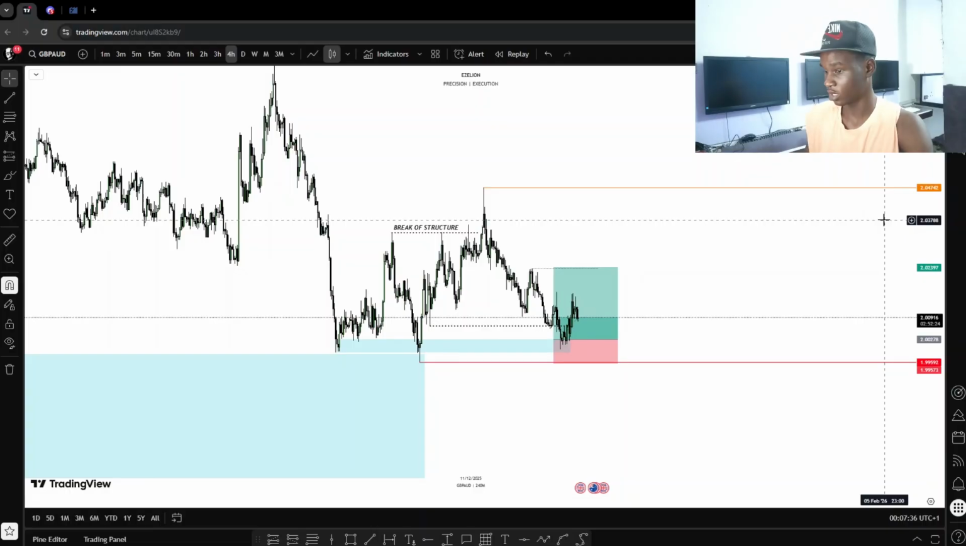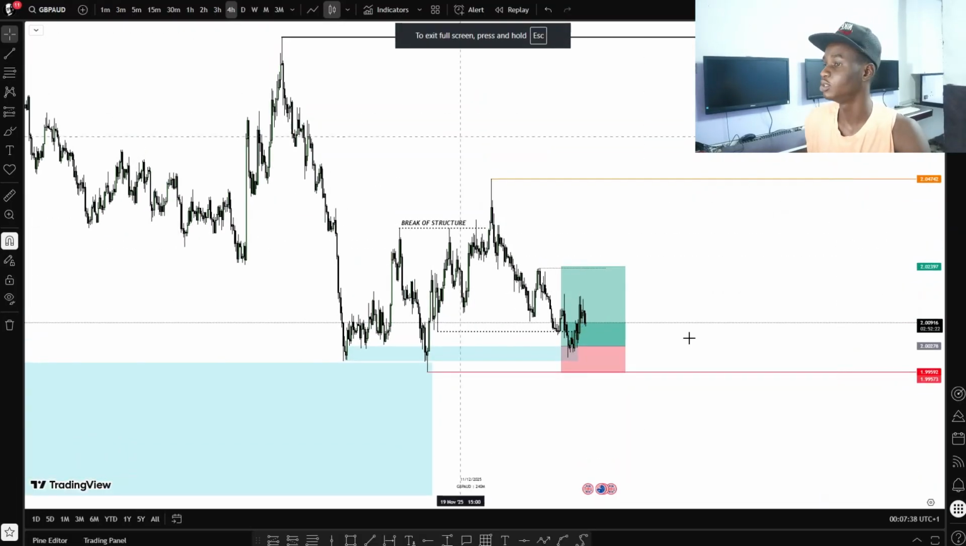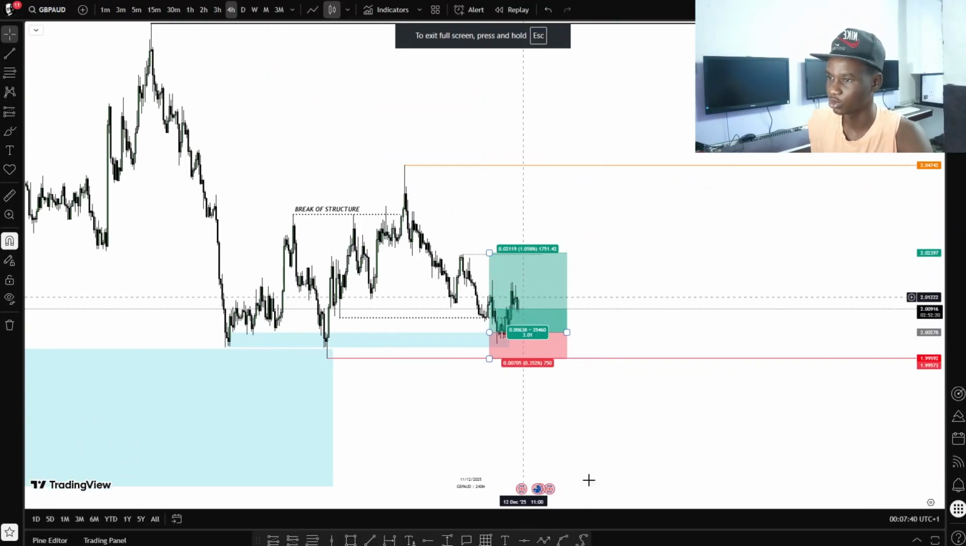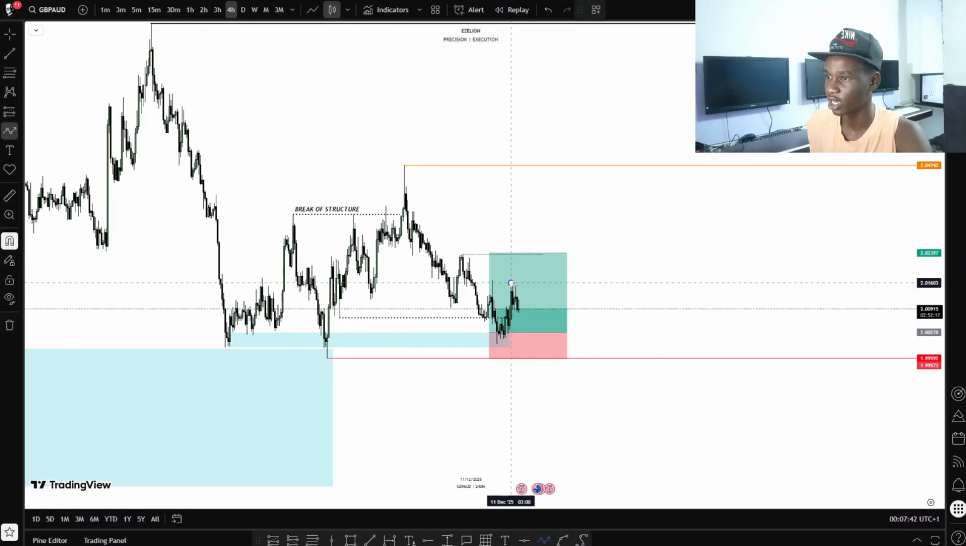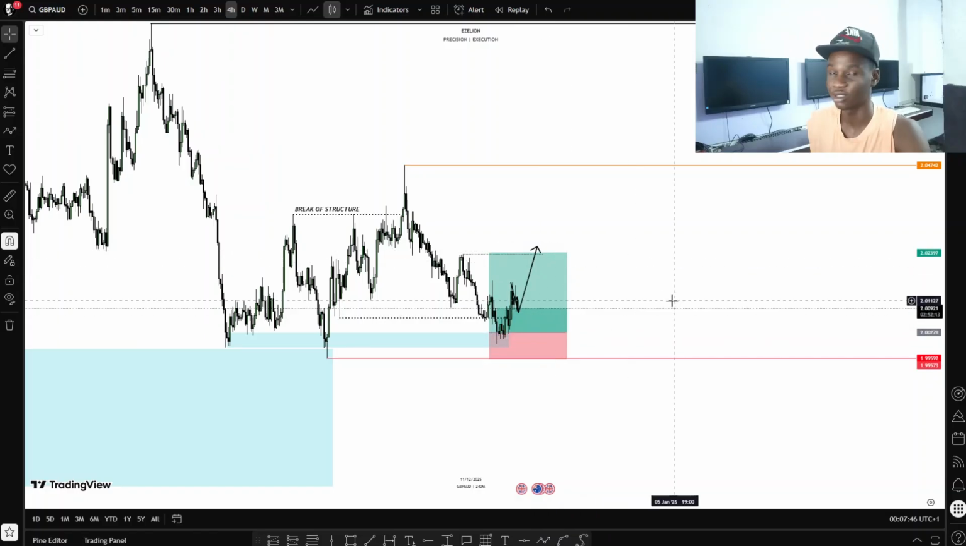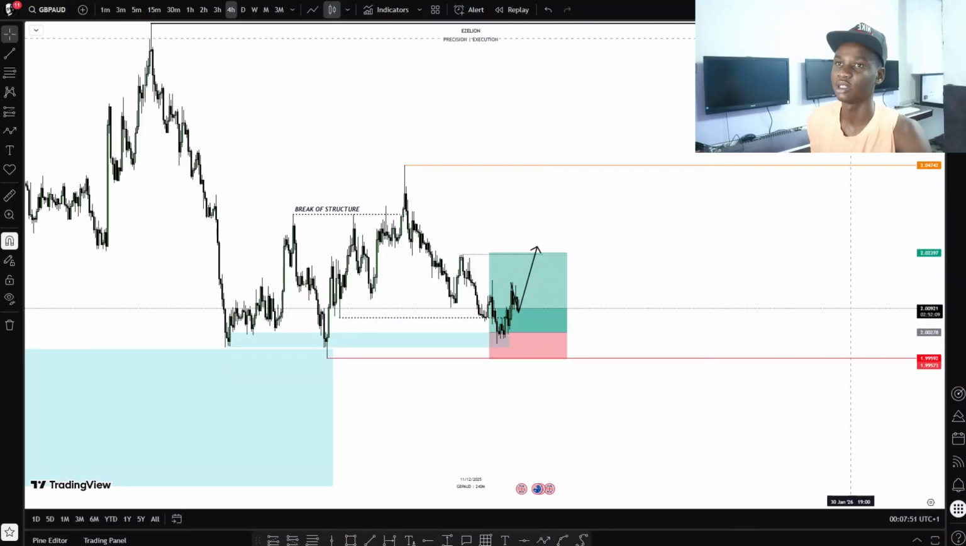Now let me start with the trades that we called. This is GBPAUD. Now we're having some major retracement, but nothing to be scared of. I think price is going to tap this other block and continue to the upside. This trade should definitely play out.